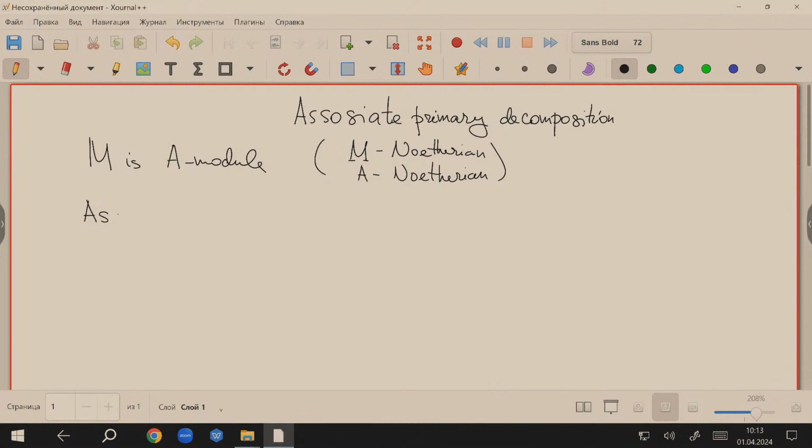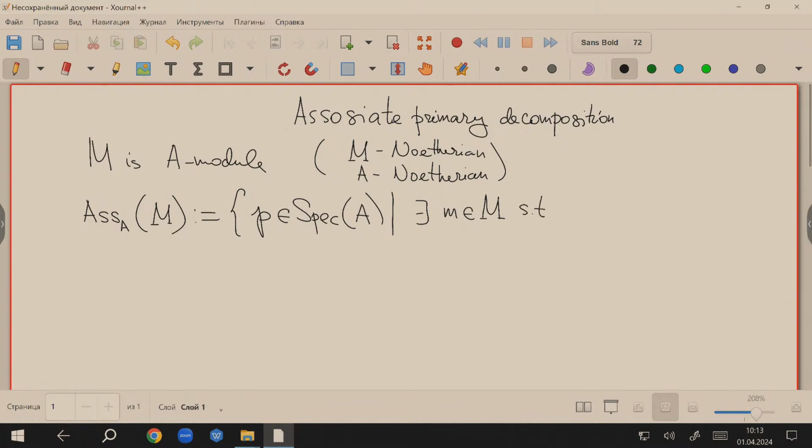We shall be interested in the following object, the set of associated primes, which is a subset of the spectrum, such that there exists an element m in M such that the annihilator of this element, precisely the elements from the ring that annihilate this element m, is just this prime ideal P.